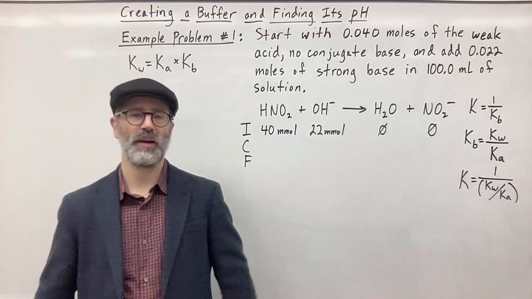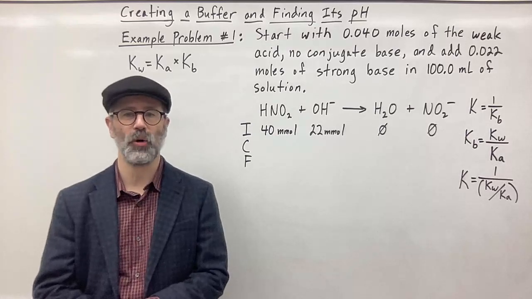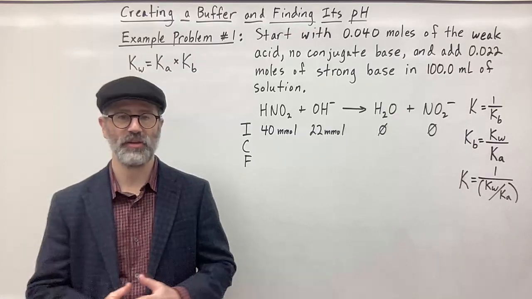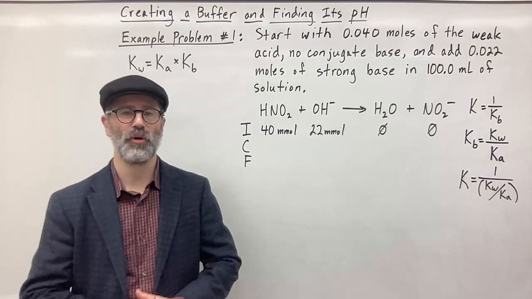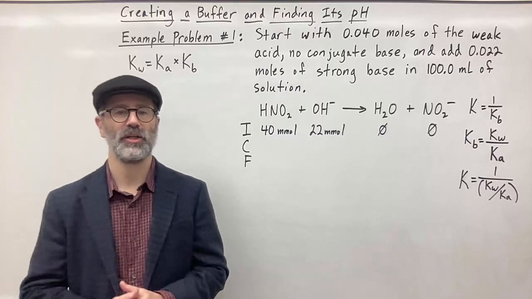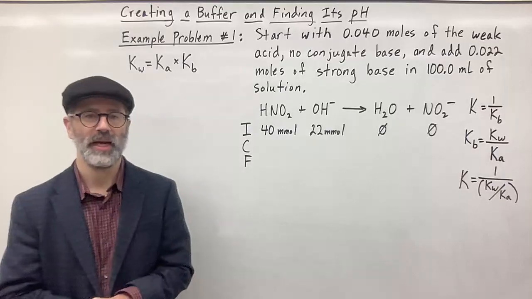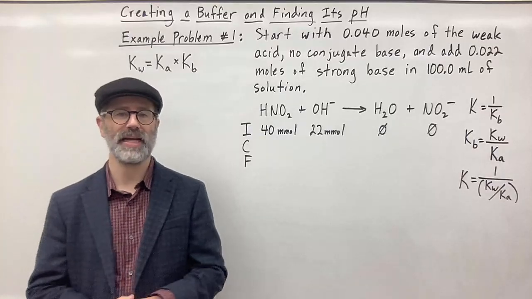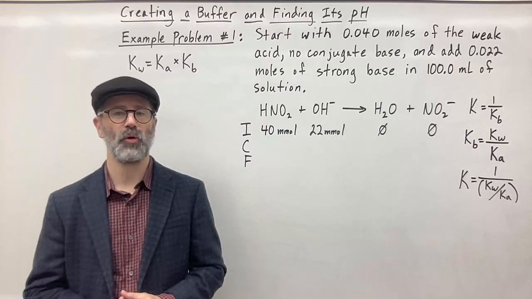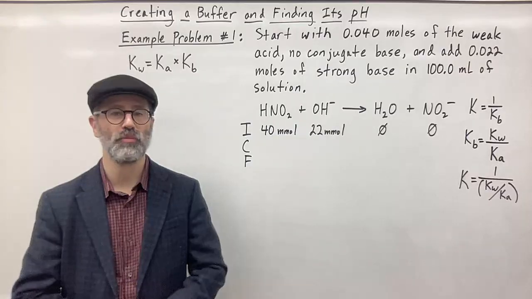So in this first example, we're told to start with 0.040 moles of the weak acid, no conjugate base, and then we're going to add 0.022 moles of strong base in 100 milliliters of the solution. So we're going to make 100 milliliters of the buffer solution, and we're going to do it by taking 0.040 moles of the weak acid and reacting it with a strong base, 0.022 moles.